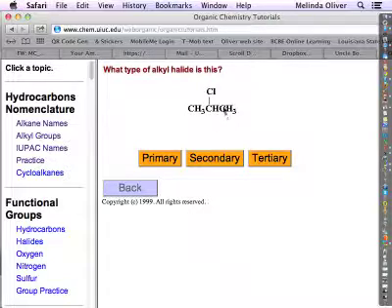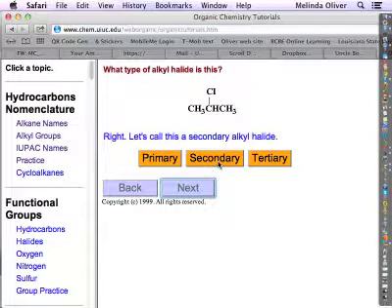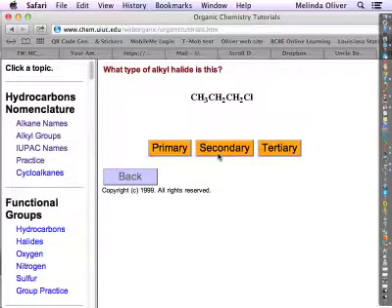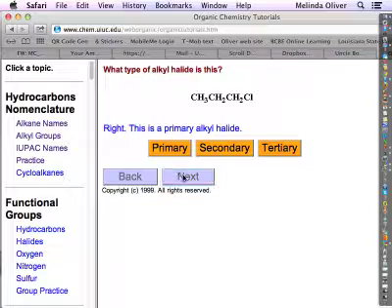So this is an interesting question. Look at the carbon atom. How many hydrogens does it have? Is it primary, secondary, or tertiary? It's secondary. What is this? The carbon that chlorine is attached to is a primary.